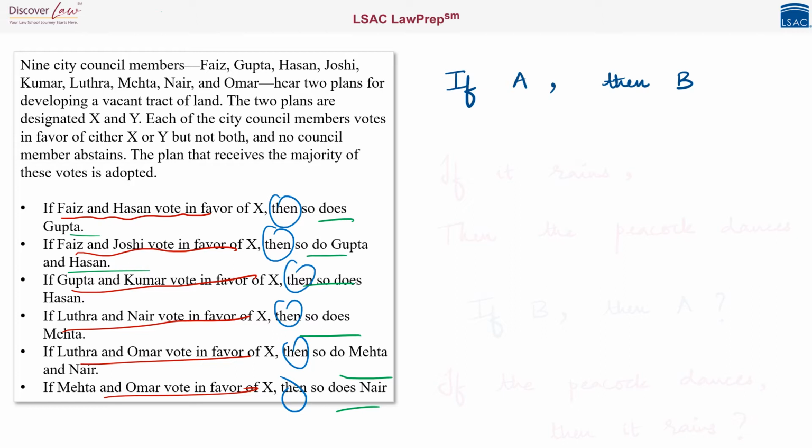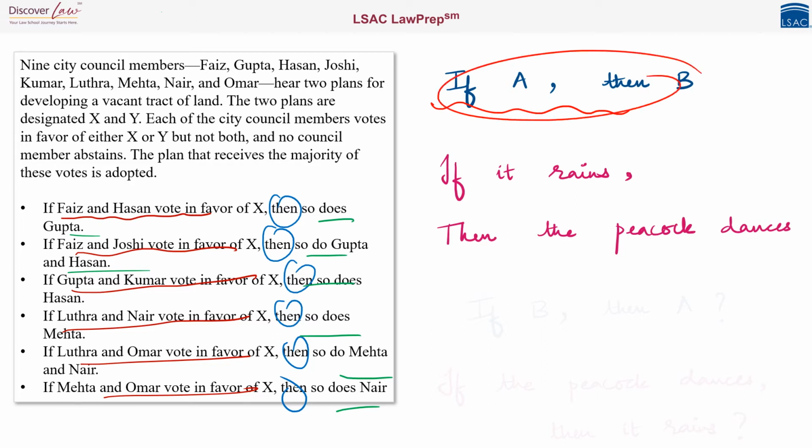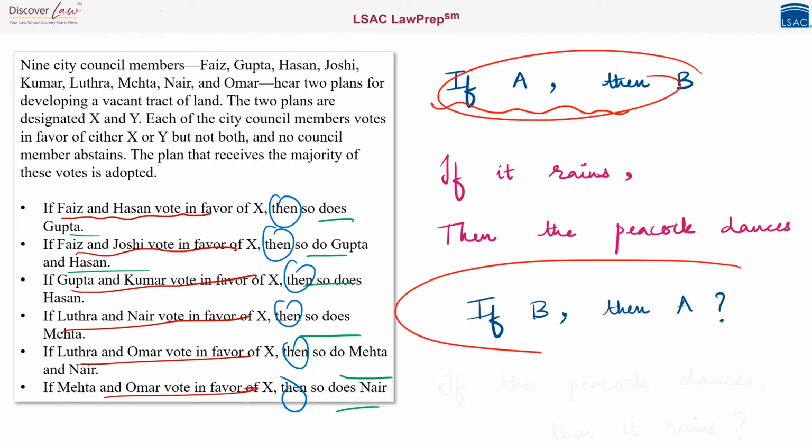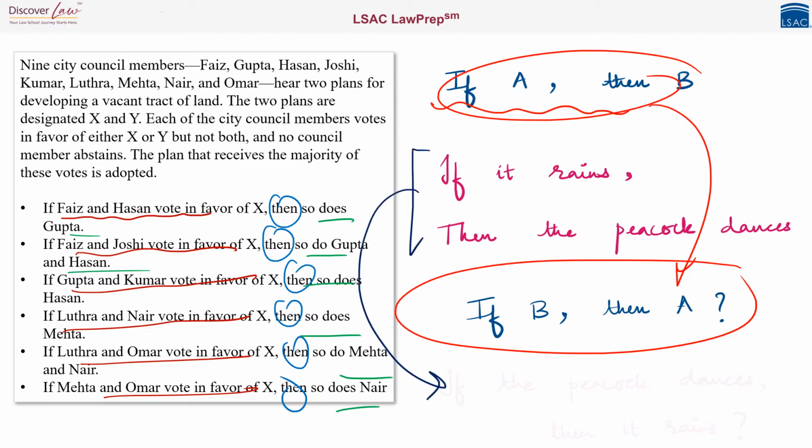Which means that, for example, let me give you a condition which says that if it rains, then the peacock dances. Okay. Now the question to you that I have is that if A, then B. Now what do you know about this on the basis of this? What can you conclude? In other words, on the basis of this, what can you say about this? If it rains, the peacock dances is the information that is given to you. On the basis of that, can you say that if the peacock dances, then it rains?